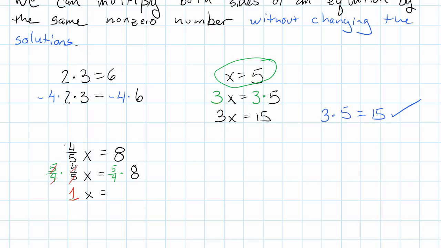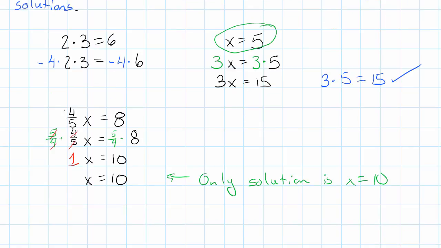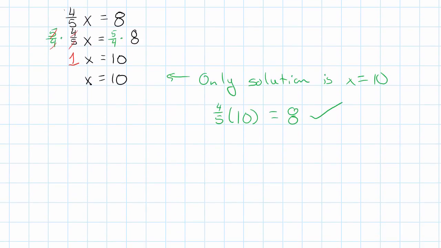5/4 times 8, you can use a calculator for that if you'd like. That's 10. Here my only solution is x equals 10. And going back to our original equation, we see that 4/5 times 10 is indeed 8. Again, you can work that out on a calculator if you'd like.